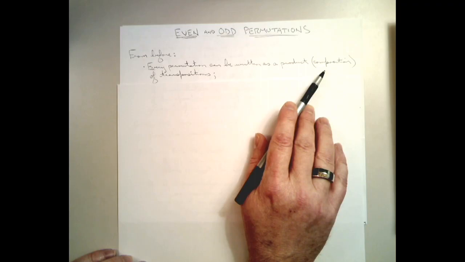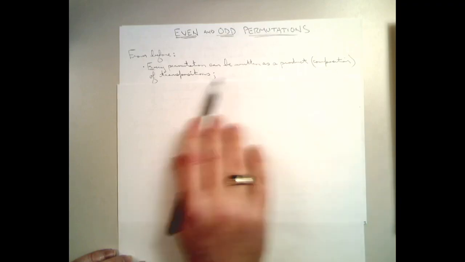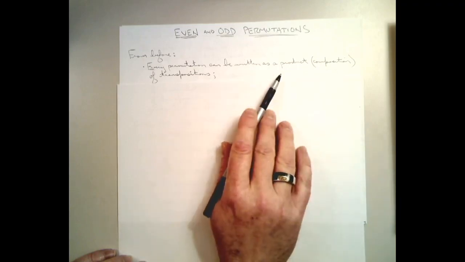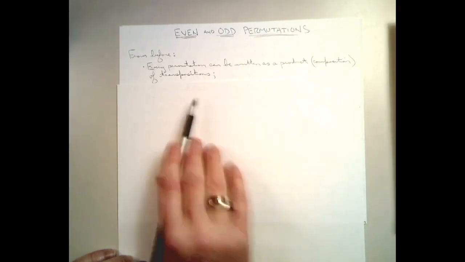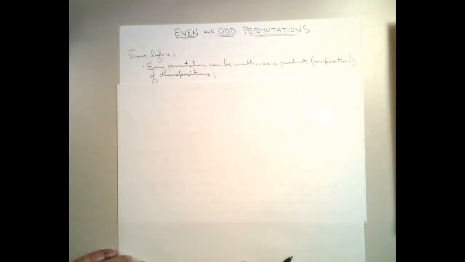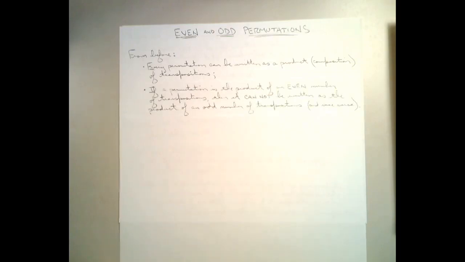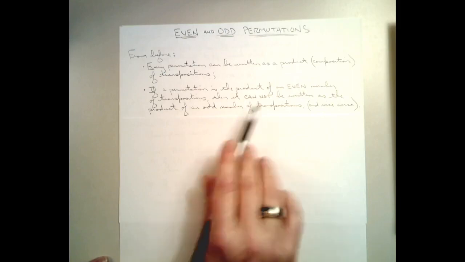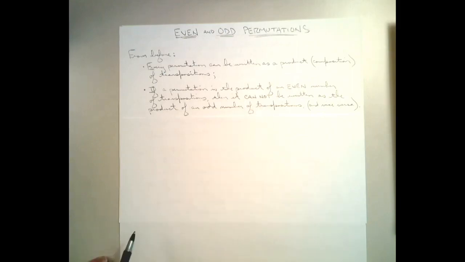So we've shown actually that every permutation can be written as a product of transpositions, and we had a little pattern by which we were able to do that. We'll review that here in just a moment. We also claimed that if a permutation is the product of an even number of transpositions, then it cannot be written as the product of an odd number of transpositions, and vice versa, right?